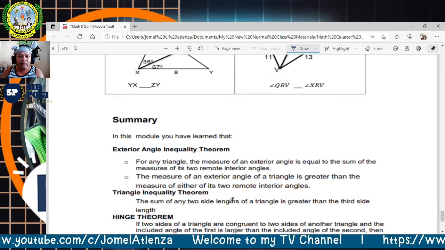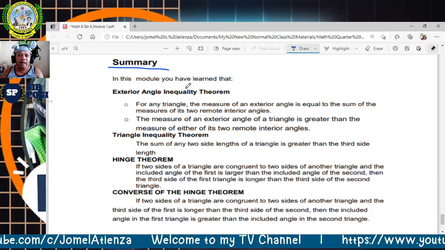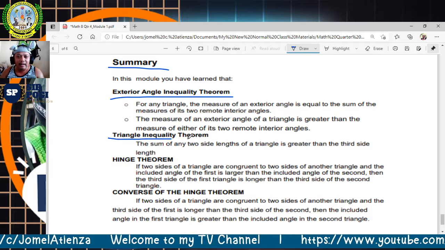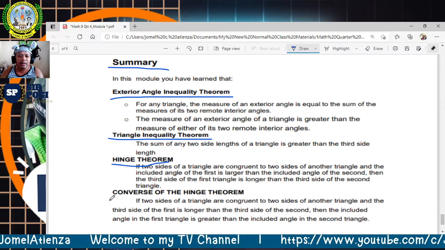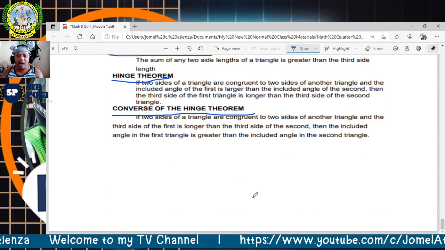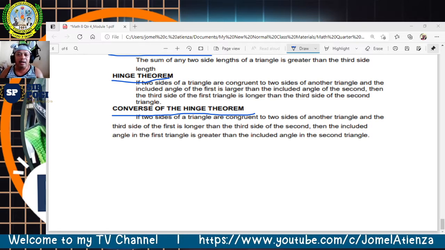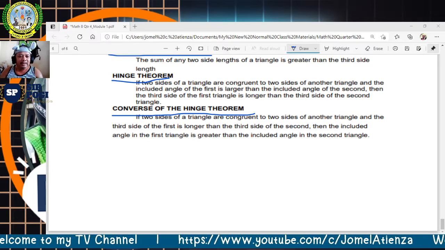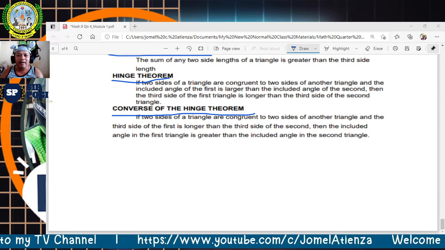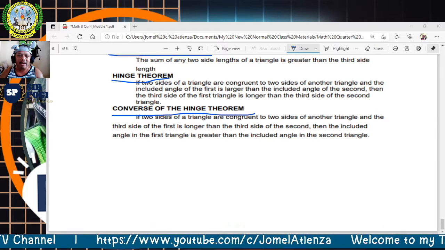Good for 5 points. So, here is the summary. In this module, you have learned the exterior angle inequality theorem, the triangle inequality theorem, the hinge theorem, and the converse of the hinge theorem. That's all for week 1 of quarter 4. Once again, thank you very much, and I hope this video helped you answer activities 1, 2, and 3.